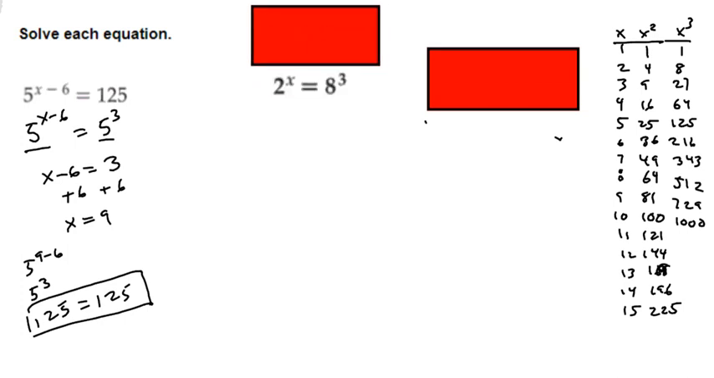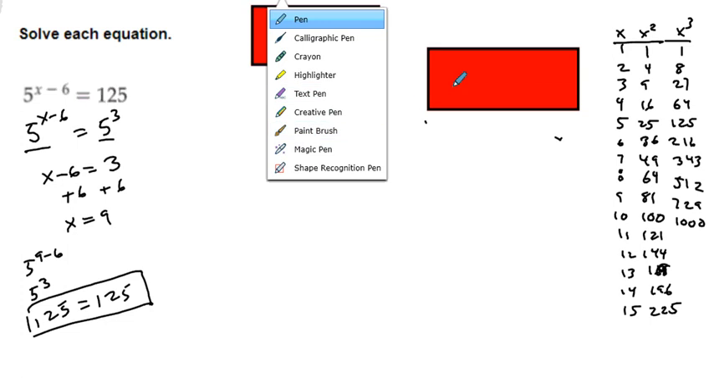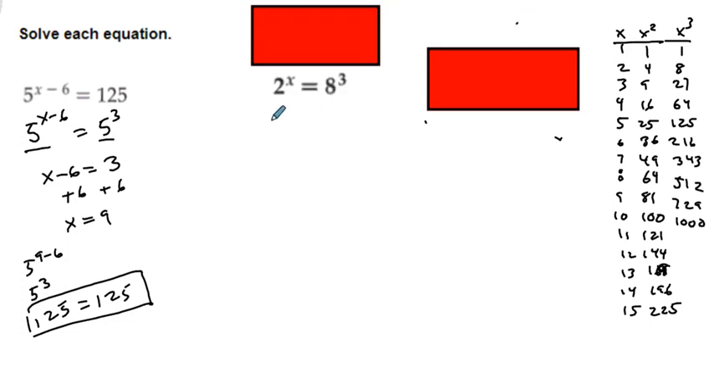Next one, we've got 2 to the x is equal to 8 to the third. So what we're going to do is rewrite this as 2 to the x equals, and then I'm going to put 8 in parentheses, and you'll see why in a second, to the third power. Because I think I can write 8 as 2 to the power of something, and sure enough I can, because it's 2 to the power of 3, right?